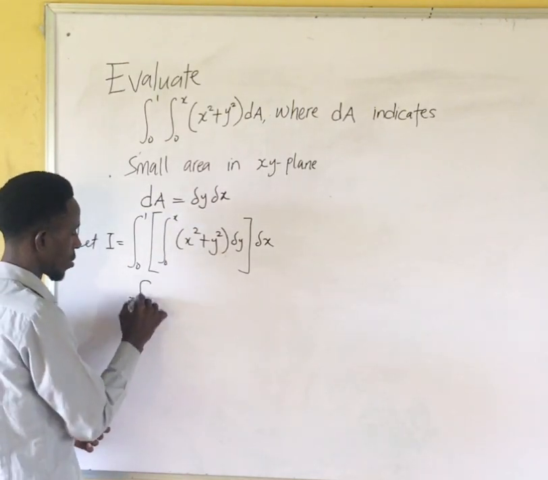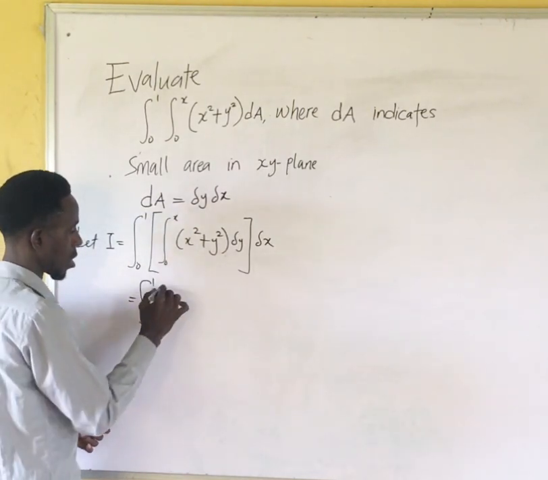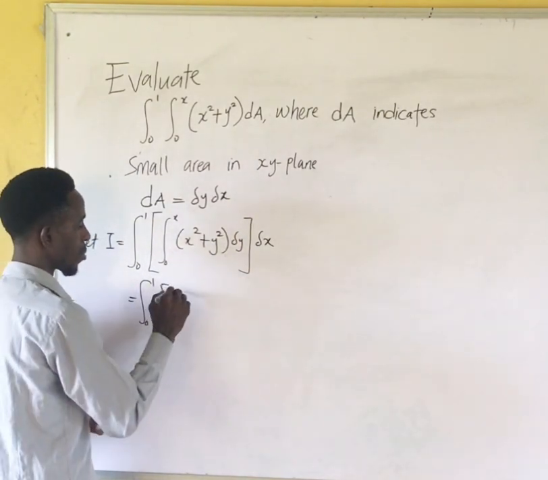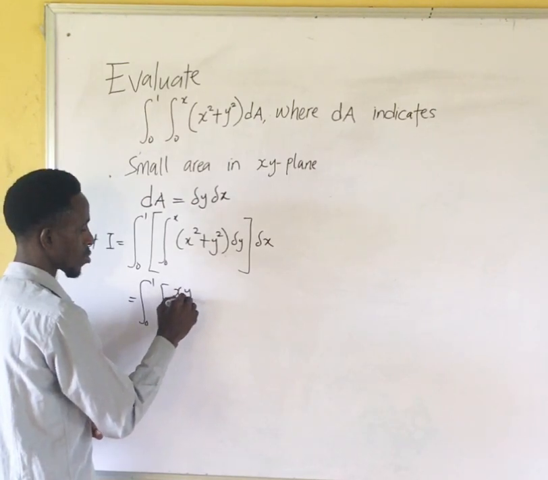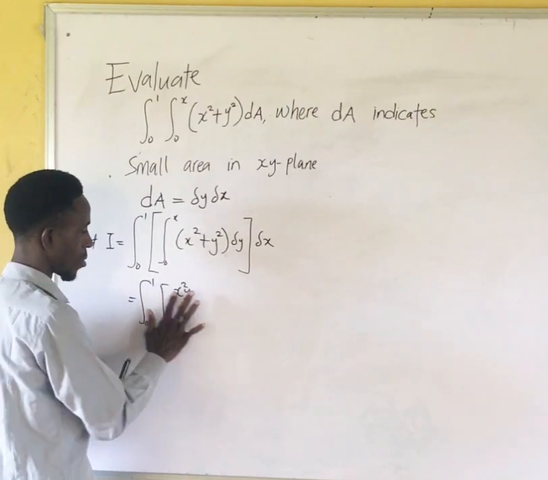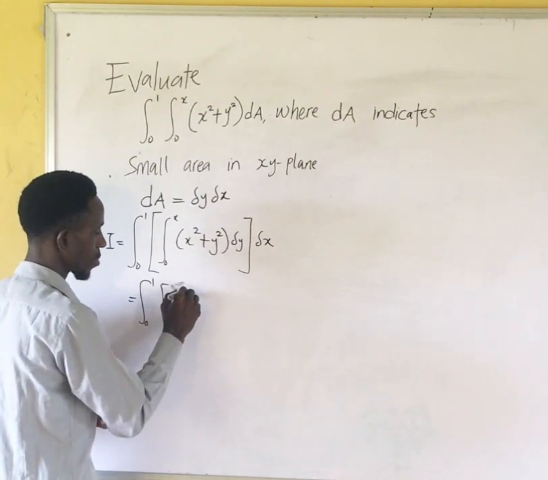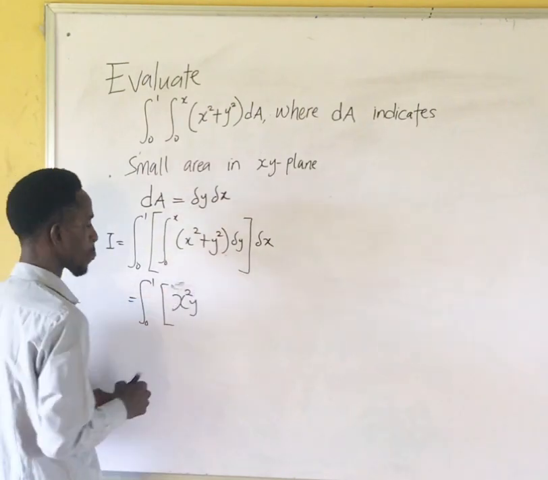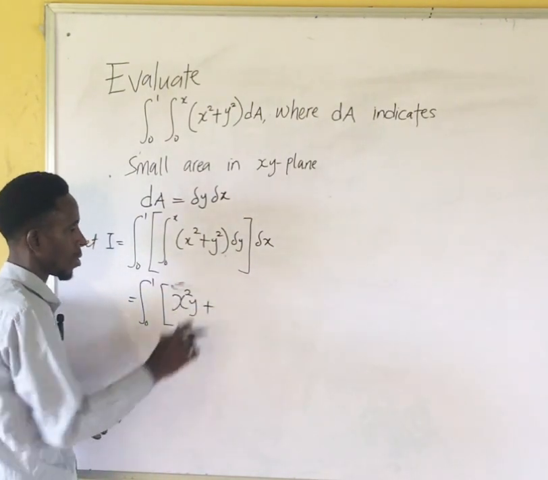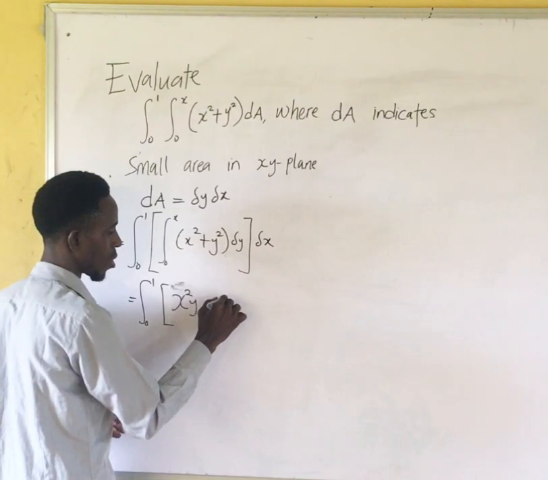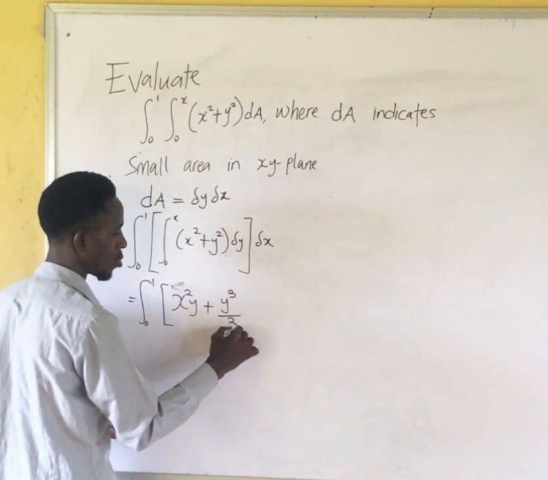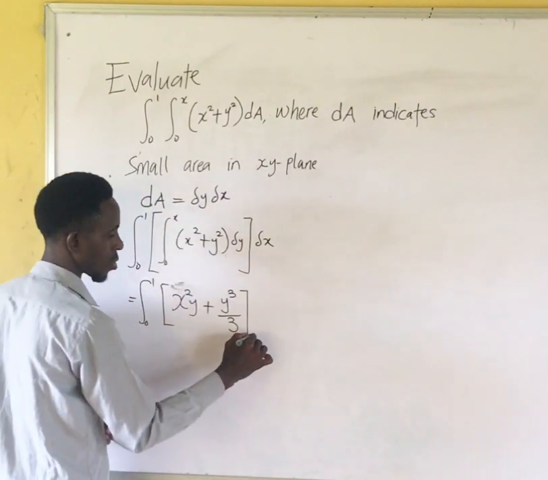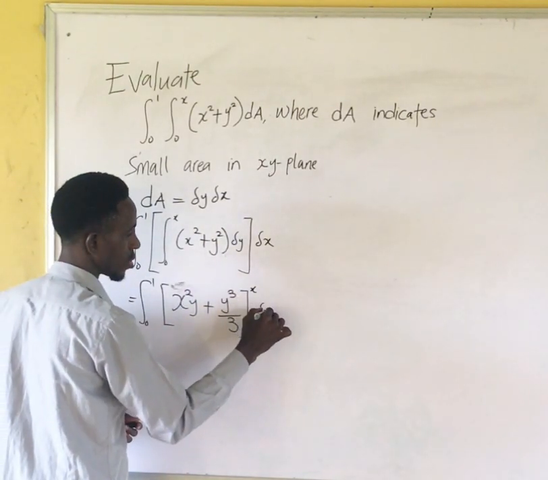I'm going to have the integral from 0 to 1. For this now, integrating x squared with respect to y, I'm going to have x squared y, because remember I'm integrating with respect to y. Then for the second one, integrating y squared with respect to y, I'm going to have y cubed over 3. Then I'm going to have the interval 0 to x, changing x.